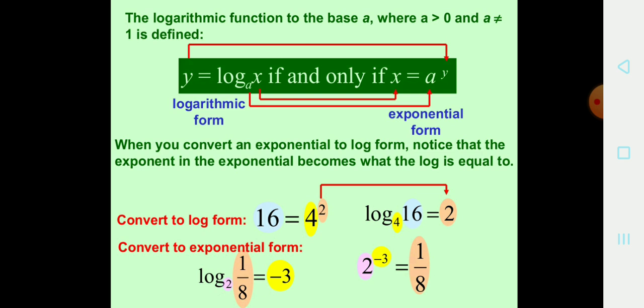So 16 equals 4 squared, so log base 4 of 16 equals 2. Now convert to exponential form. So log base 2 of 1/8 equals negative 3, so 2 to the negative 3 equals 1/8.